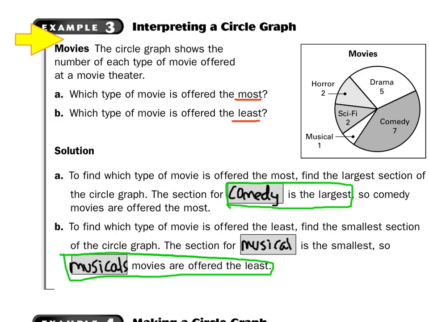And then for B, what type of movie is offered the least? Well, again, just look at the circle graph and find the smallest piece, and that's right here. And so we know that musicals were offered the least.